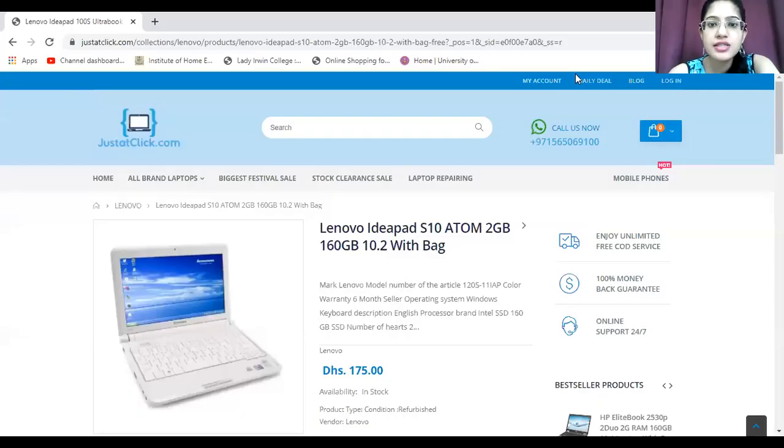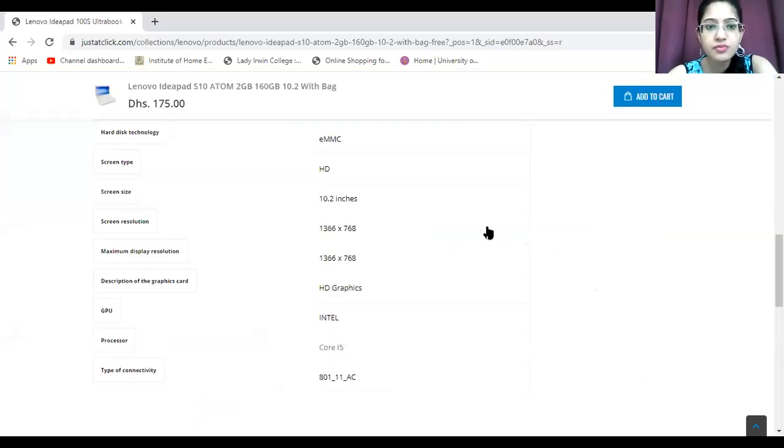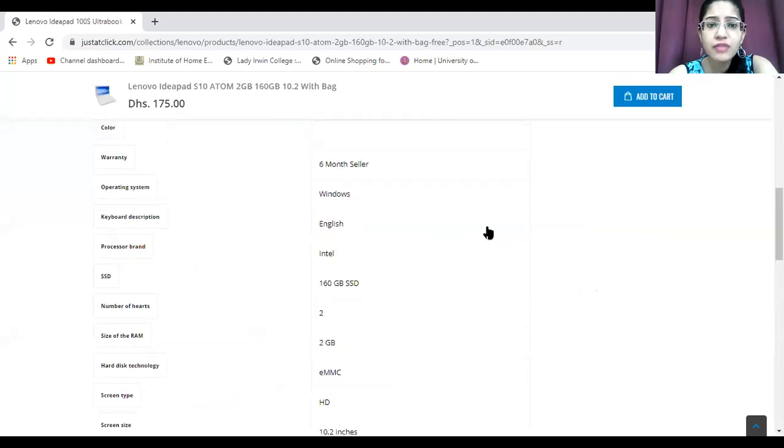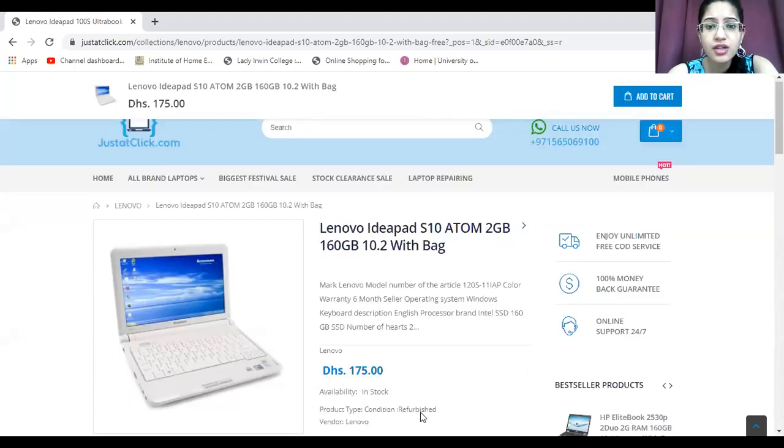So this is the result we have searched: Lenovo's IdeaPad S10. We have talked about the Atom processor. You get to see this version with a small description box inbuilt in it. Apart from that, you see that there is a condition written, which is refurbished. So let us talk about this condition also and check what refurbished means.